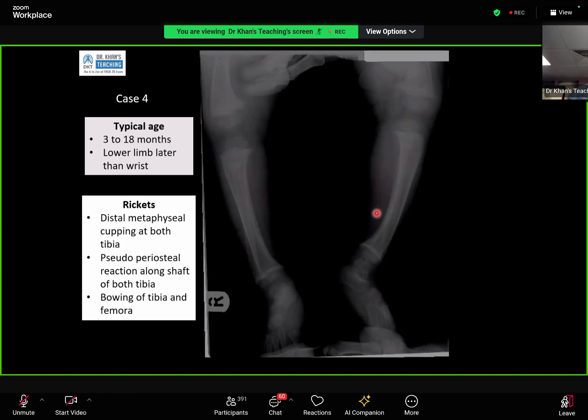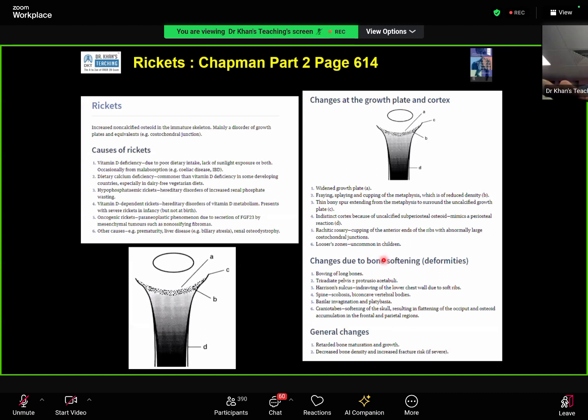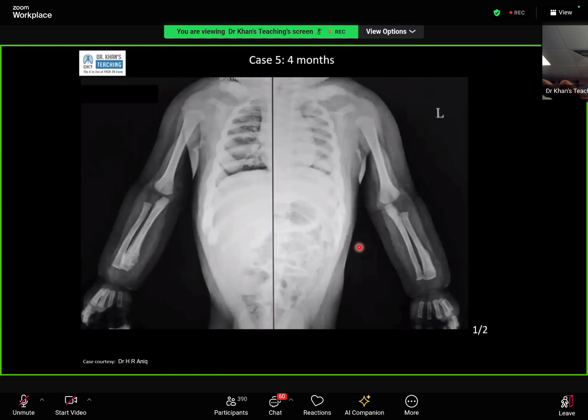But if you see this case, you can see a bit of bowing, a bit of cupping of the distal metaphysis. So what you have learned from this case is that when you are considering the differential in your description, you have to rule out. Tell the examiner during your description that there is no metaphyseal cupping, no bowing, or there is bowing, etc. These are pertinent negatives. So this is rickets, again from the second part of your Chapman. I'm going to skip it.